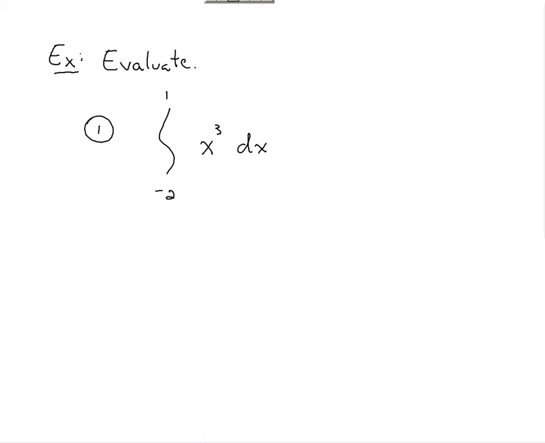We're going to evaluate the definite integral. Take the antiderivative of x cubed. We know to take the antiderivative of that, we're going to add 1 to the power, take the reciprocal of that power, and bump it down to the front. Now that's the antiderivative portion of the function.